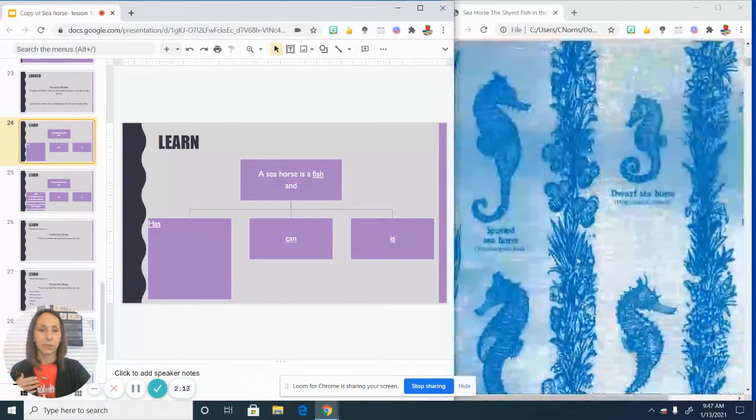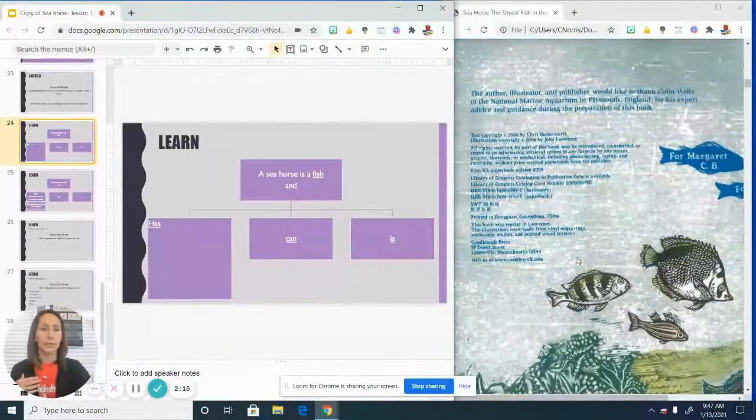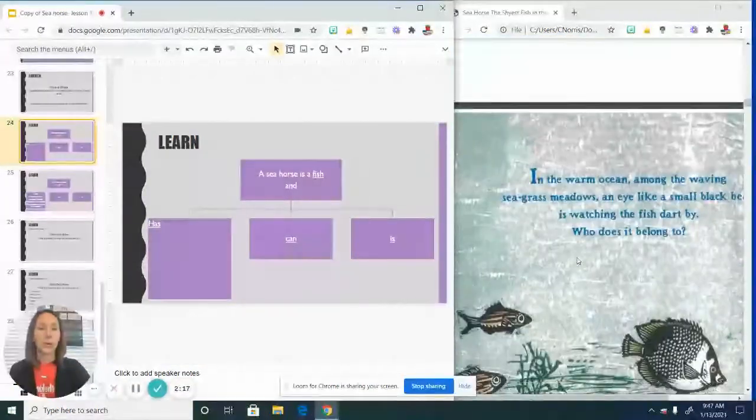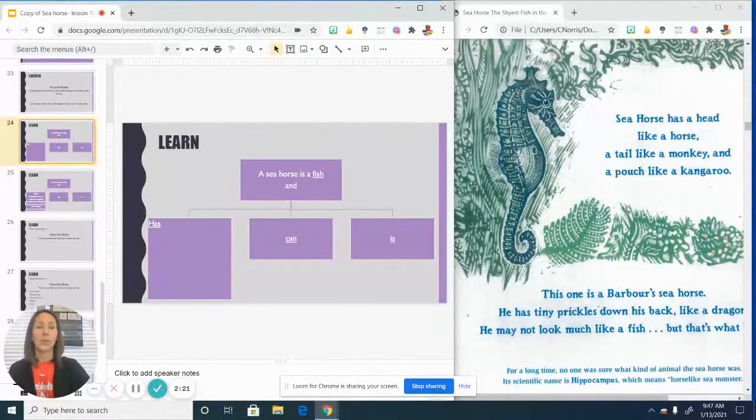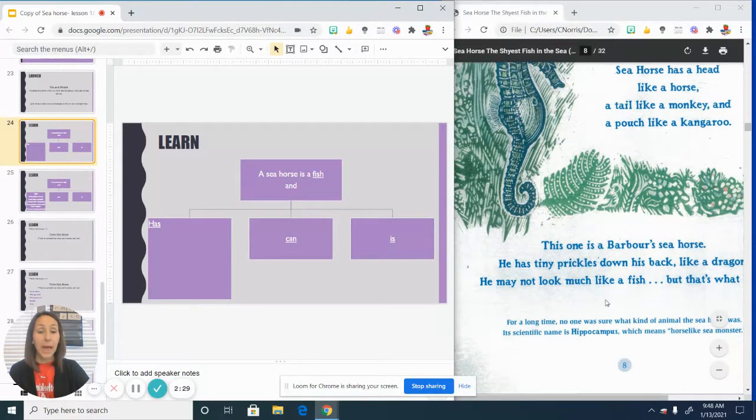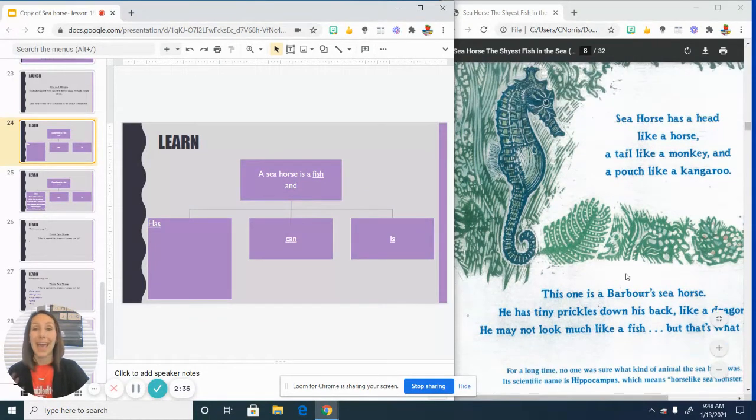And actually, if we flip to this page, it will help to tell us. I just saw, right? Seahorse: head like a horse, tail like a monkey, pouch like a kangaroo, the prickles down its back, fins on its body. So those are all things that the seahorse has.